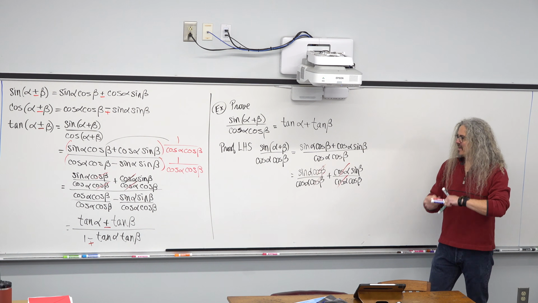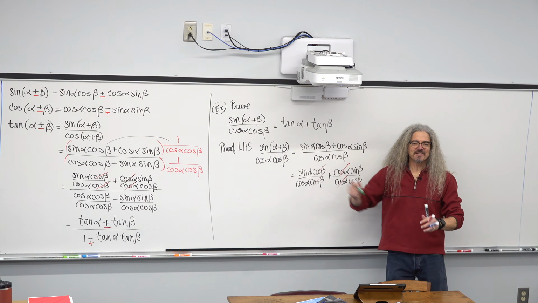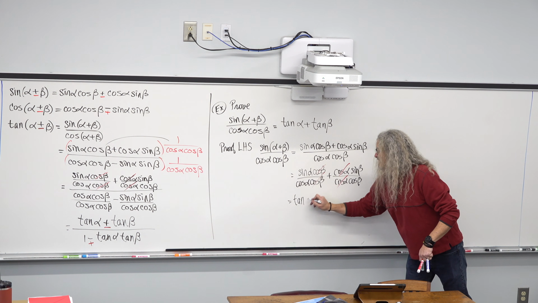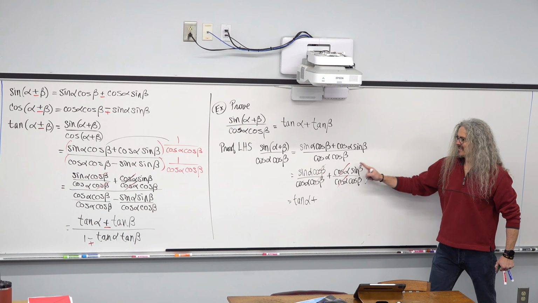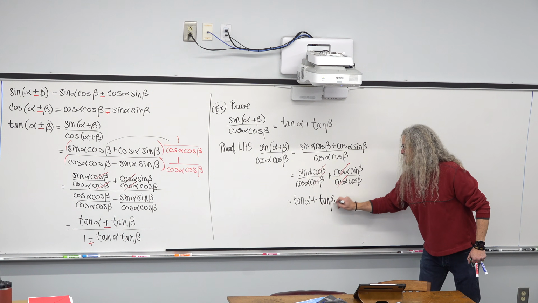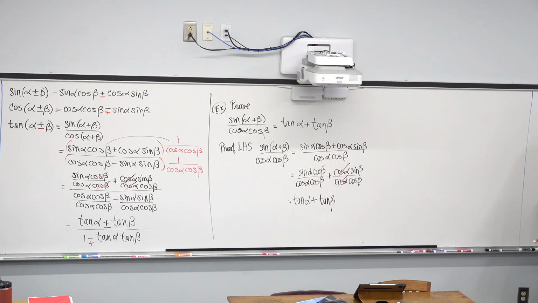Cosine alpha. So what is sine alpha over cosine alpha? Tangent alpha. So we have the tangent of alpha plus, oh my gosh, sine beta over cosine beta is tangent of beta. Bam! All right. So really only a 2 or 3 line proof depending on how you're counting.